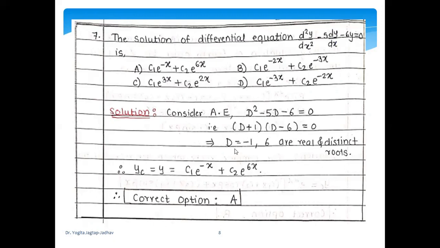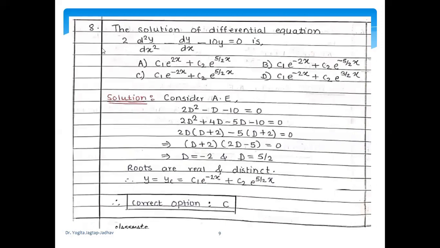And this gives us what? d equal to minus 1 and d equal to plus 6. Again, these are real and distinct roots. Therefore, by considering case 1 of finding complementary function and writing these real and distinct roots in the exponent, we get the required complementary function, that is equal to the general solution for the given example, and that is equal to c1 e raised to minus x plus c2 e raised to 6x. Therefore, our correct option is A, c1 e raised to minus x plus c2 e raised to 6x.